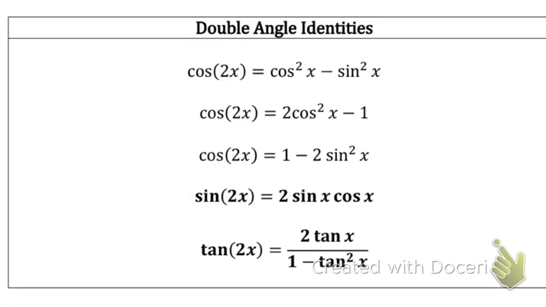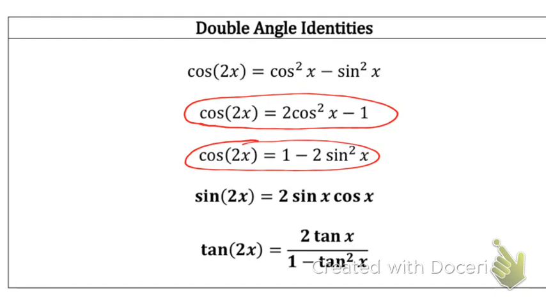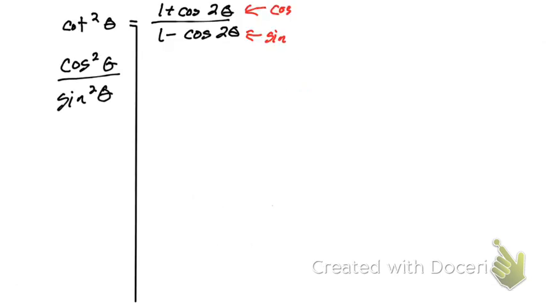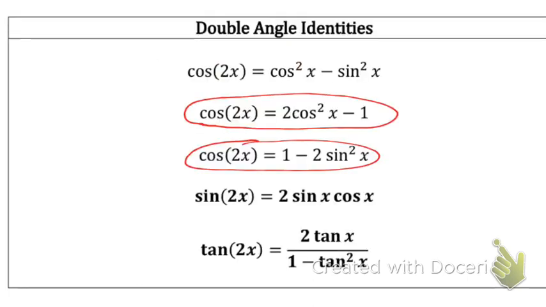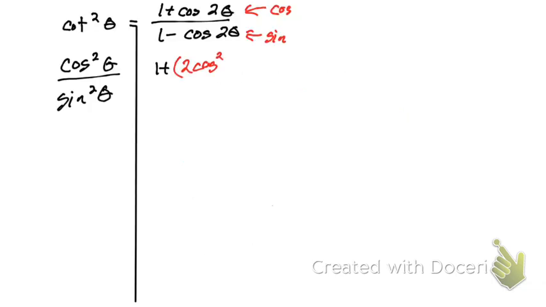Well, one way we can rewrite it with just cosine is that one. And there's a way to write it as just sine, and that's that one. So on the top, I want it to be the cosine one. So I'm going to have 1 plus, and I'm going to change my cosine. Instead of cosine 2 theta, I'm going to use this one here, the 2 cosine squared theta minus 1.